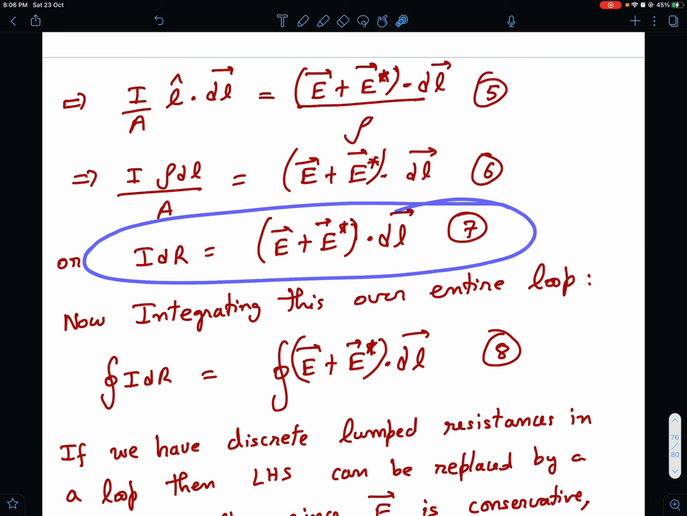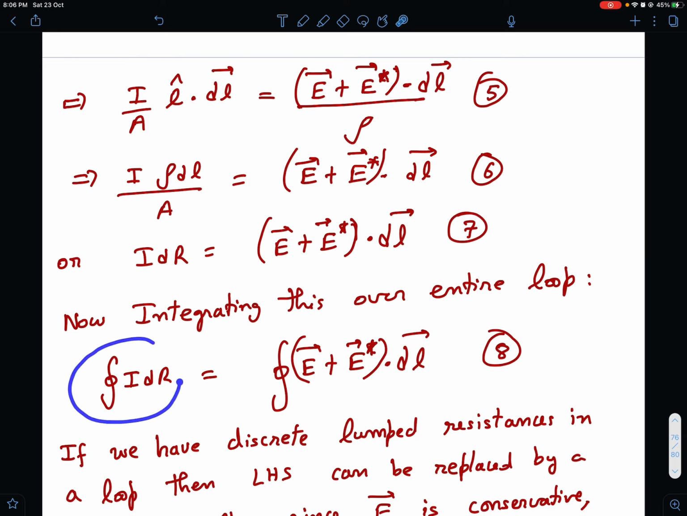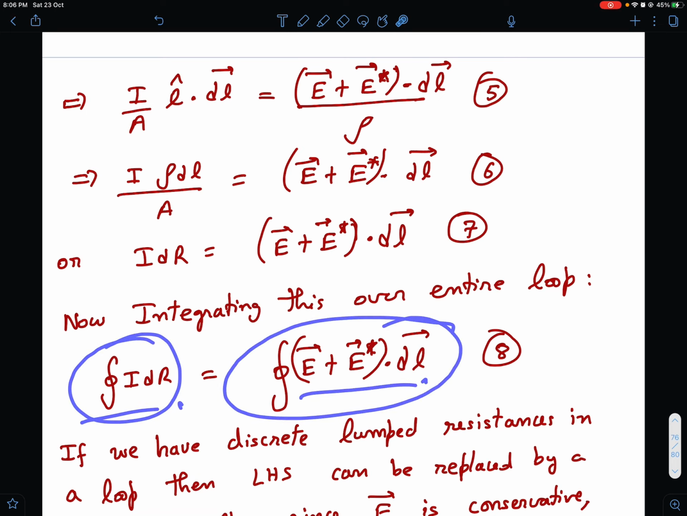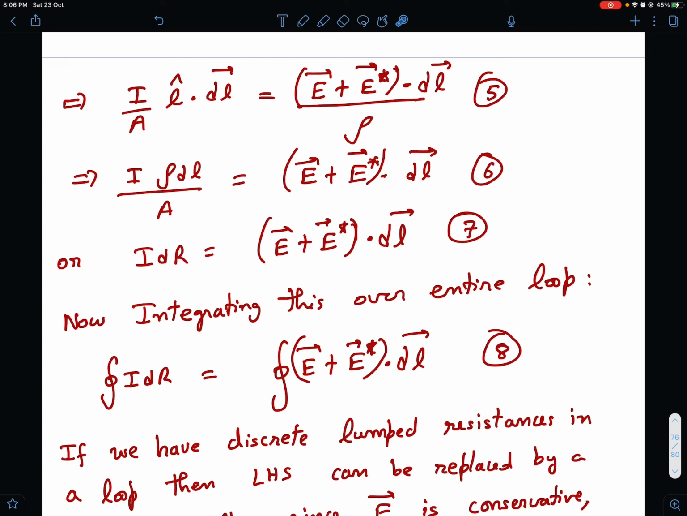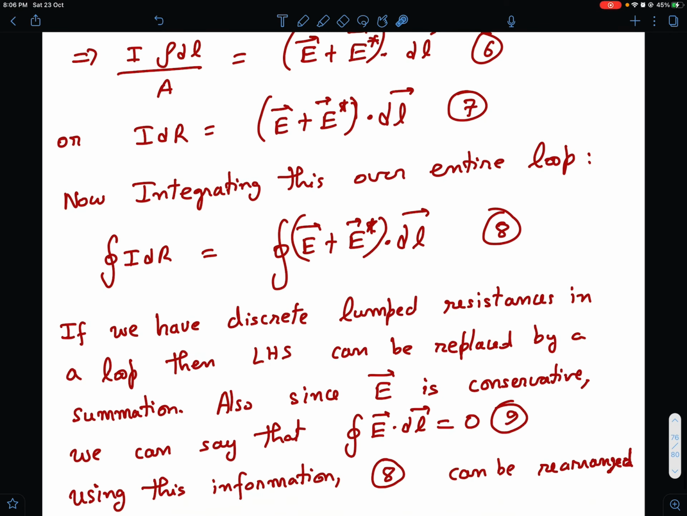So if I integrate this over the entire loop, what do I get? Integral of I dR over the entire loop is equal to integral of (E plus E star) dot dl over the entire loop. Now E is the conservative part, and when you integrate E dot dl over the entire loop, you must get 0. Why? Because work done by a conservative force in an entire closed loop is 0.